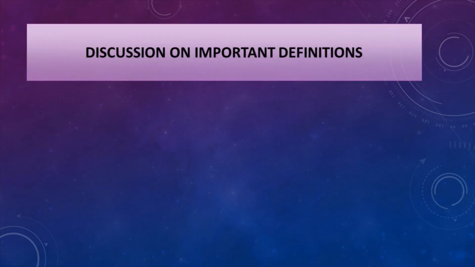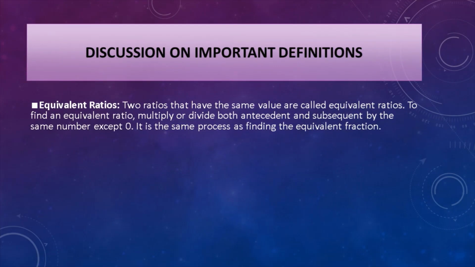Discussion on important definitions. Equivalent ratios. Two ratios that have the same value are called equivalent ratios. To find an equivalent ratio, multiply or divide both antecedent and subsequent by the same number except 0. It is the same process as finding the equivalent fraction. Let us see an example, my dear students.